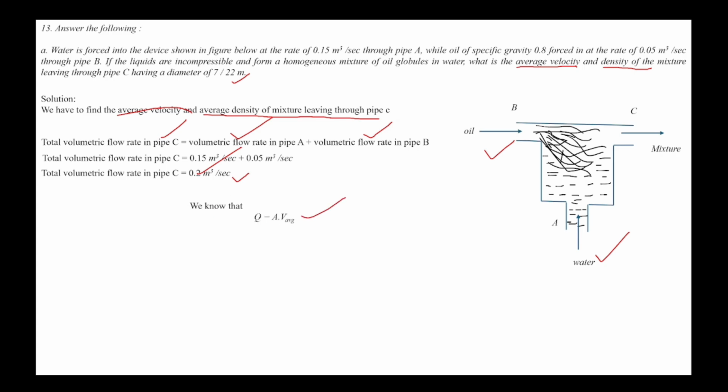So we have Q as 0.2 meter cube per second, and area is pi d square by 4, into V average. We have applied this formula on pipe C. The diameter of pipe C is 7 by 22 meter. Putting all the values, it will give V average as 2.51 meter per second.